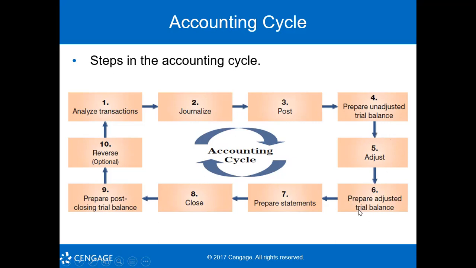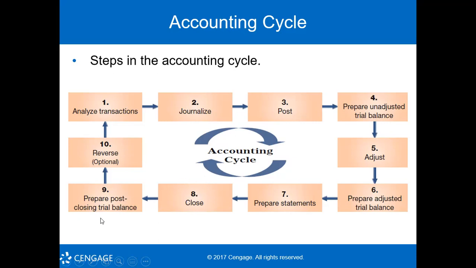Step 6, we prepare that adjusted trial balance. Once we do our adjusting entries, we update the balances in the accounts, then we prepare the adjusted trial balance. After we prepare that adjusted trial balance, we can prepare the financial statements. And again, as I mentioned in class together, if we are a company that closes our books every month, we would get to step 7, right? Every month we would get to step 7. Every month we would prepare the financial statements.